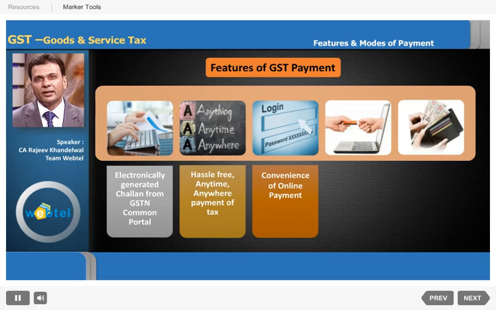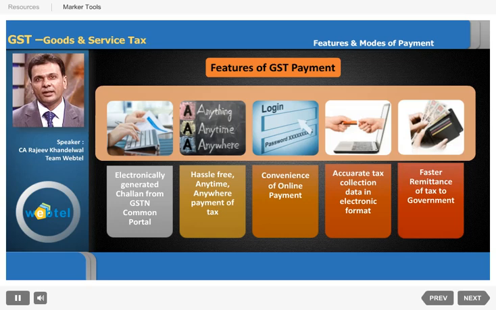And since this data will be collected electronically, this will be very accurate, because in physical challans, the challans sometimes get torn, they are mutilated, sometimes the data is illegible. So all those problems will go, and the government and the banks will be getting accurate data. And since again it will be electronic, the faster remittance of the revenues will take place to the governments.